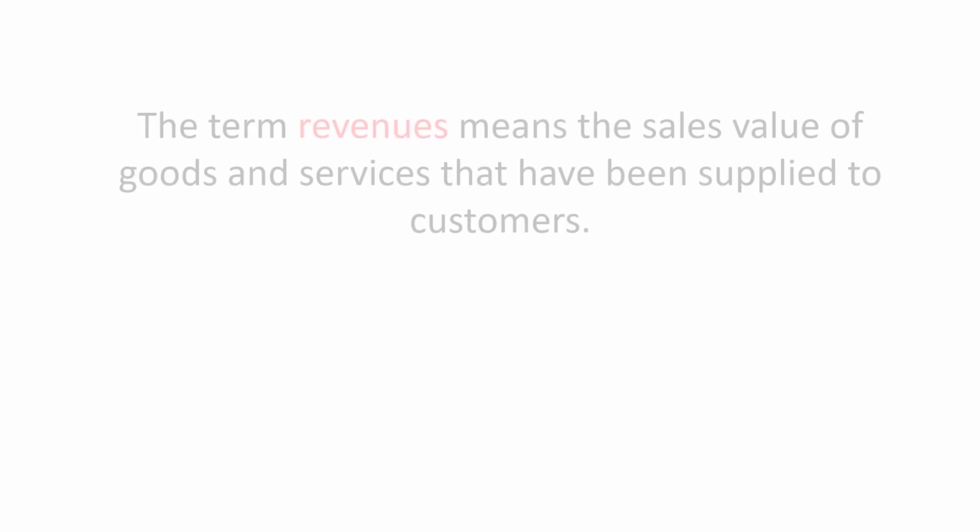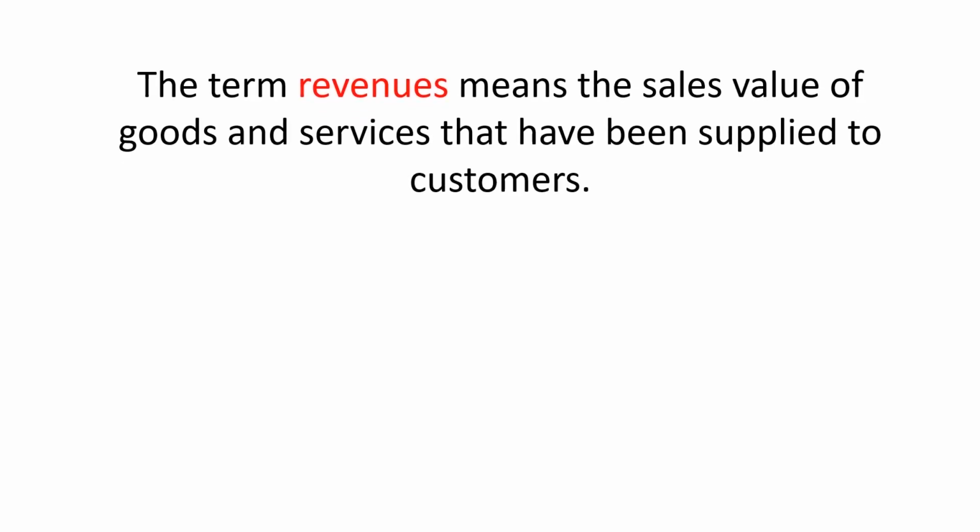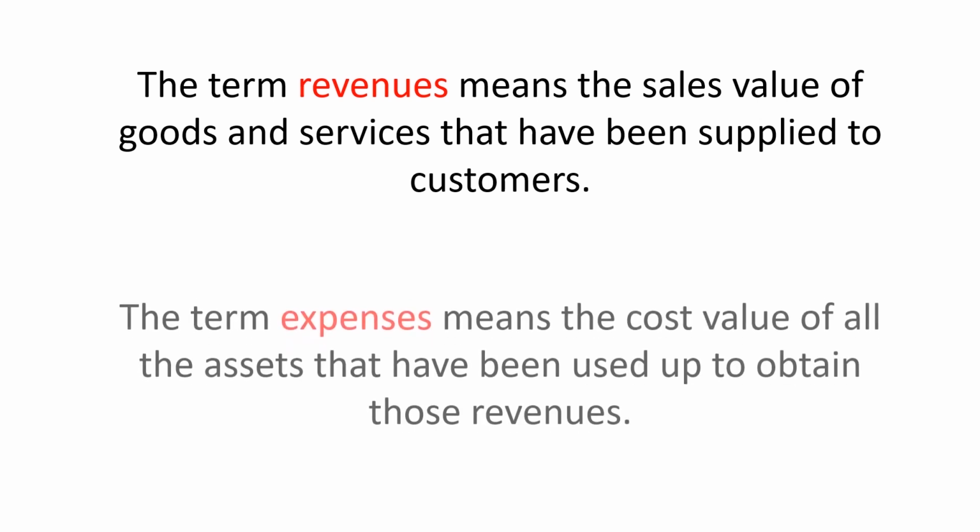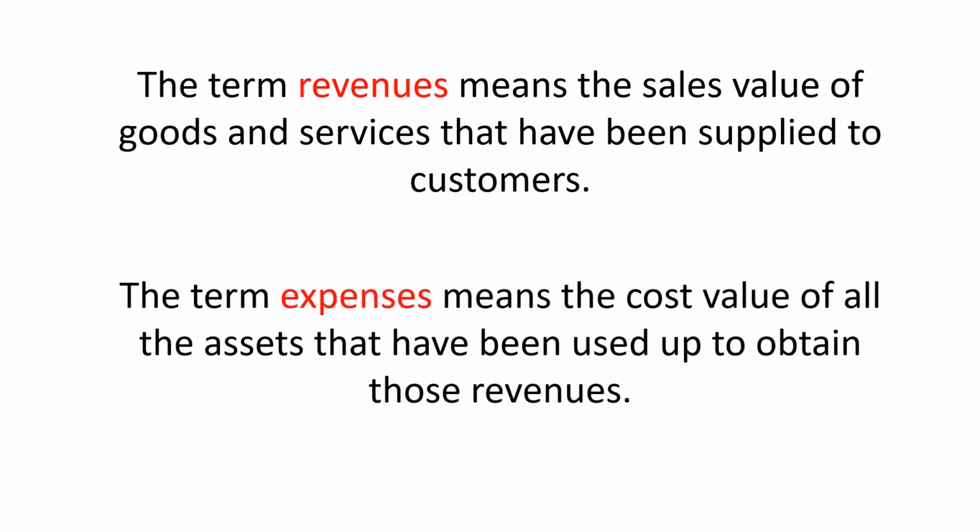Now, according to the accountant, a profit is made when revenues exceed costs or when revenues exceed expenses. In accounting, profit means the amount by which revenues exceed expenses for a certain set of transactions. By revenue, this is what I mean. Revenue is simply a term used to mean the sale value of goods and services that have been supplied to customers, and the term expenses means the cost value of all the assets that have been used up to obtain those revenues.